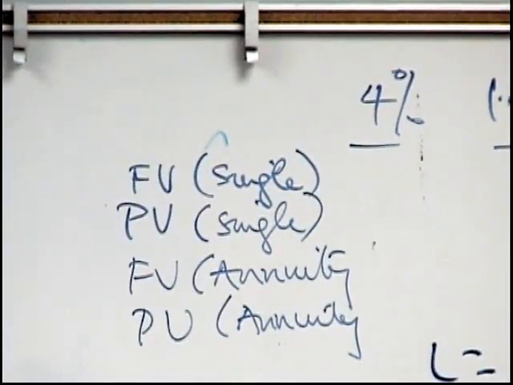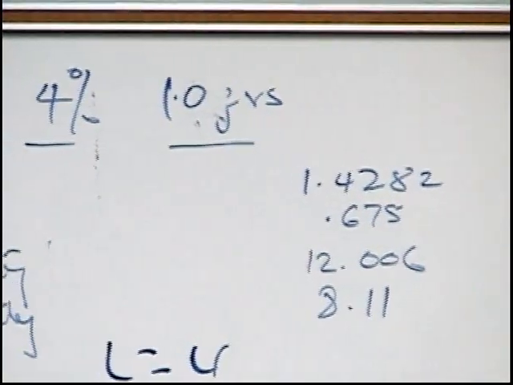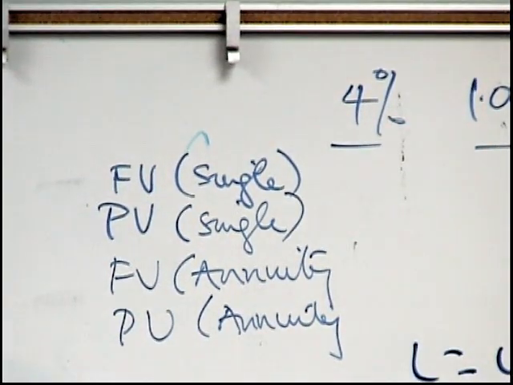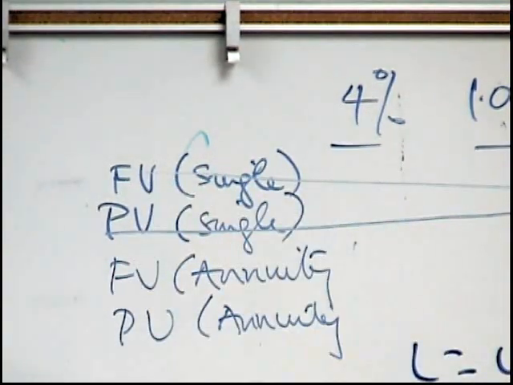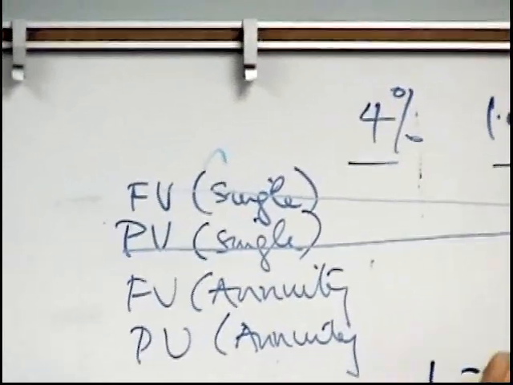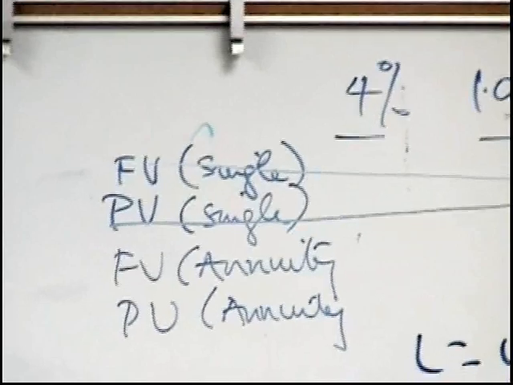Now, are we asking future value or present value? If you're asking present value, let's get rid of those factors right away, correct? Is it a single sum or is it a series of payments? Well, then there's your factor, 8.11, that's it. It's not complicated. The factors are given to you. This is what you will have on the question, and that would be the answer.